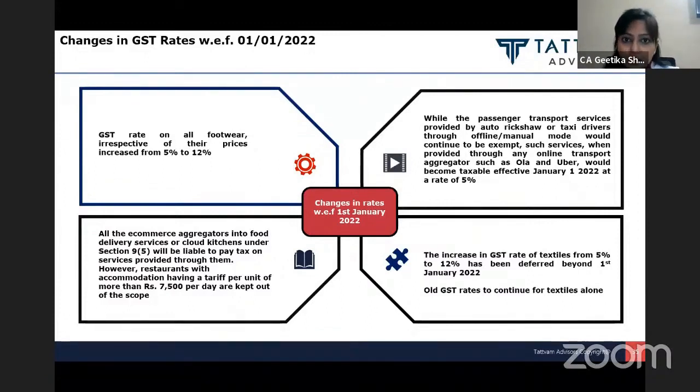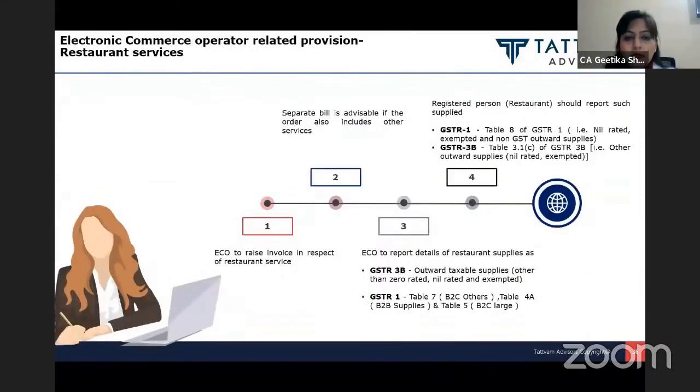Otherwise, if you are a 5-star restaurant and you're not falling within the higher category, you will still fall under the requirement of e-commerce operator, and the taxes have to be paid by the e-commerce operators. There are certain clarifications that have been issued, because this is a very specific change for the restaurant sector. So doubts were coming up about how it has to be done, who has to do the billing.